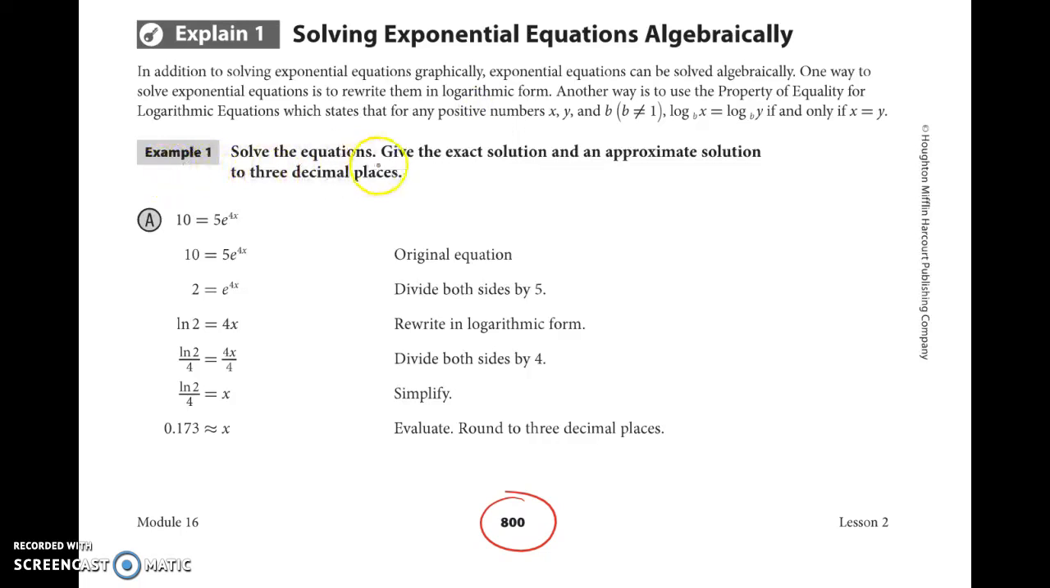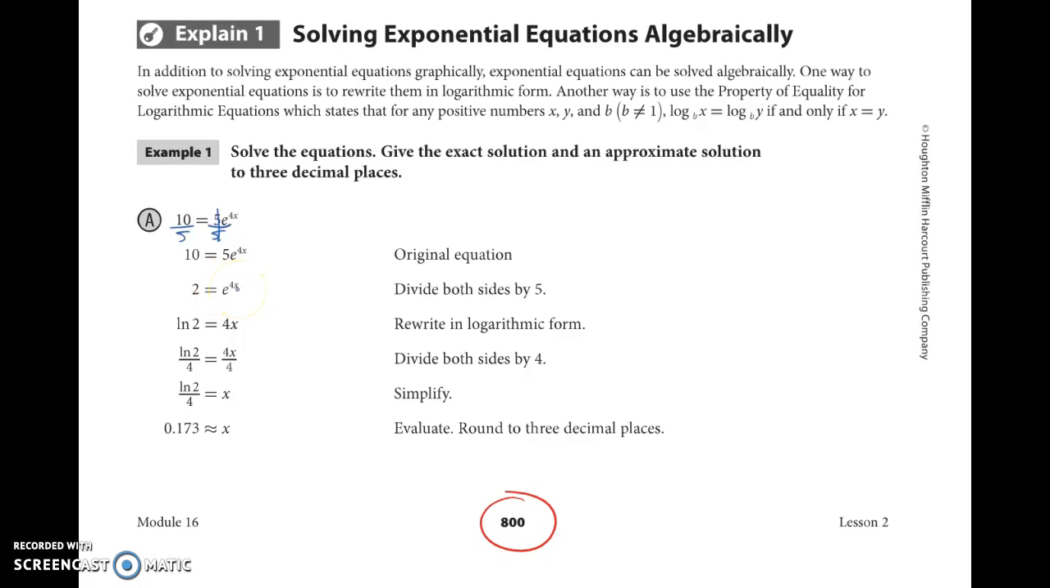Example 1 says, solve the equations, give the exact solution and approximate solution to 3 decimal places. So it wants the exact solution, which I'll show you what that looks like, and an approximate. For A, we have 10 equals 5e to the power of 4x. What we can do is divide by 5 to both sides. We're going to try to get that e by itself. And I get 10 divided by 5 is 2 equals e to the 4x.